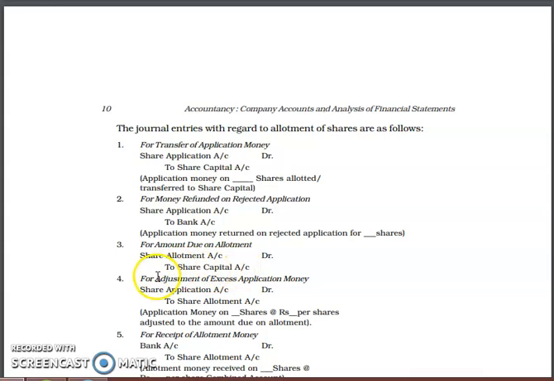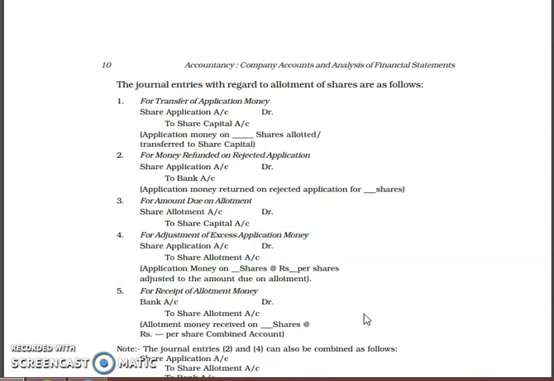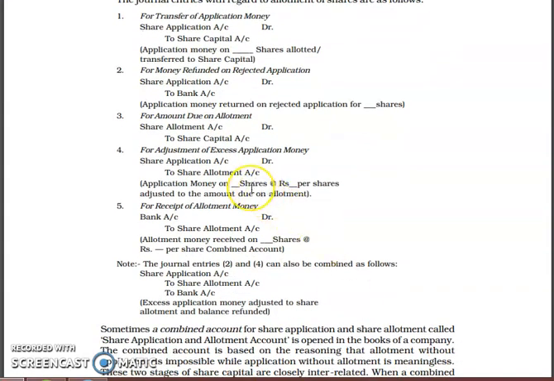The next one is for the adjustment of excess application money: Share application account debit to Share allotment account. When the pro rata allotment is being made, this entry is made for adjustment of excess. And for the receipt of allotment money: Bank account debit to Share allotment account, being the amount received towards the allotment.